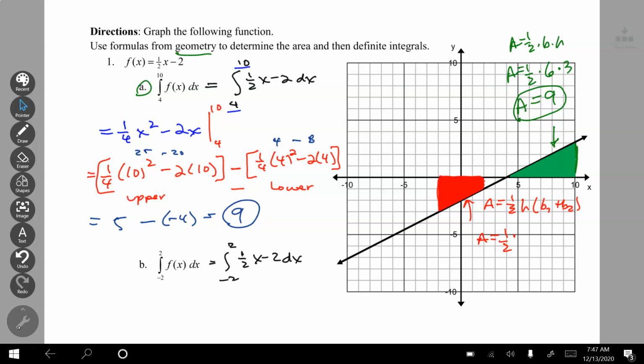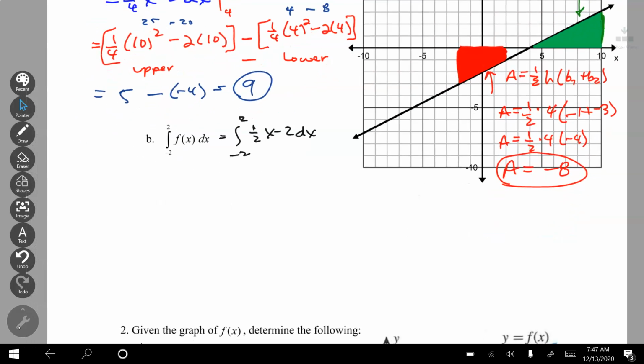Times 4. And this base here is -1 plus this base on the other side is -3. I get area equals 1/2 times 4 times -4. So I get an area is equal to -8. And the reason why it's negative is because it's below the x-axis.